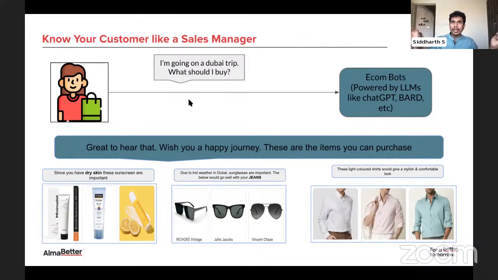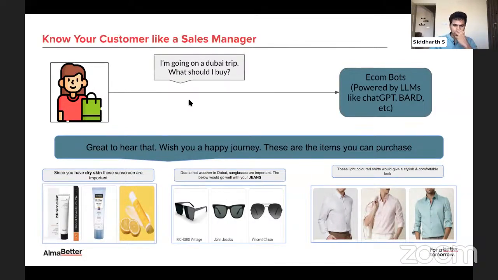So e-commerce websites in the future, and by future I don't mean 10 years, I mean in the next 10 months, are going to a state where the person doesn't have to type what all they need. The user comes and types, okay, I'm going on a Dubai trip, and there will be huge LLMs, for example ChatGPT, Bard, these kinds of LLMs, right? These are all part of LLMs. So there will be LLMs developed by the e-commerce website which will tell the user what they should buy if they are going on a Dubai trip. So let's see the recommendations over here.